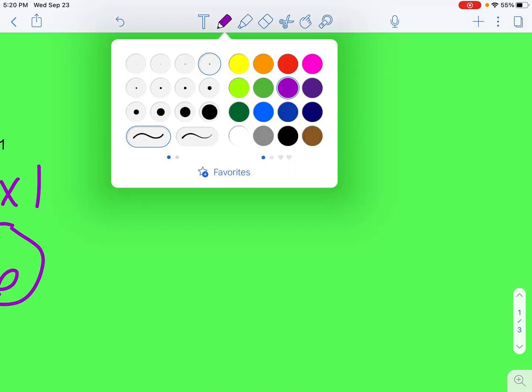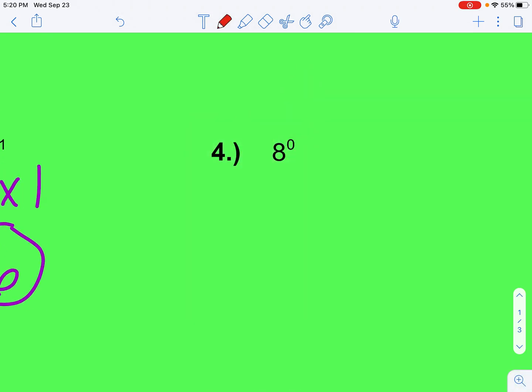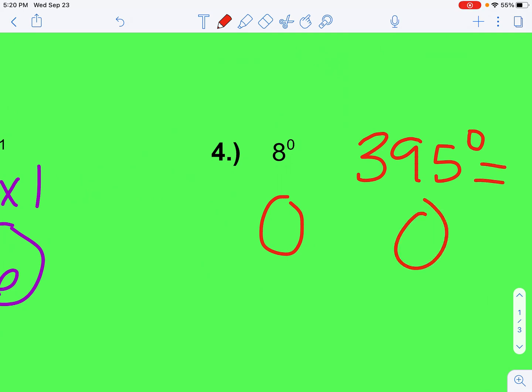And then our last one. 8 to the 0 power. Anything to the 0 power is simply 0. Okay? If this was 395 to the 0 power, my answer would also be 0.